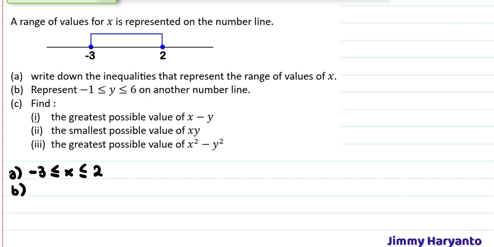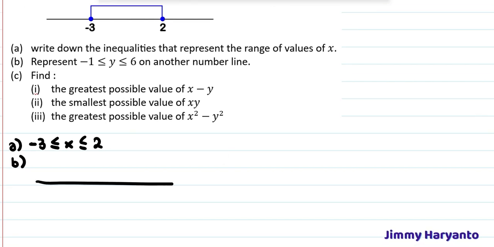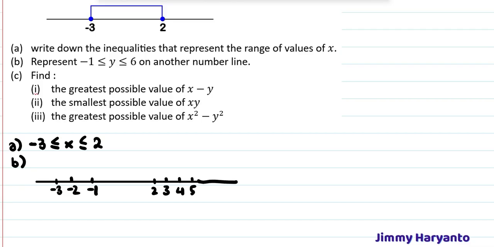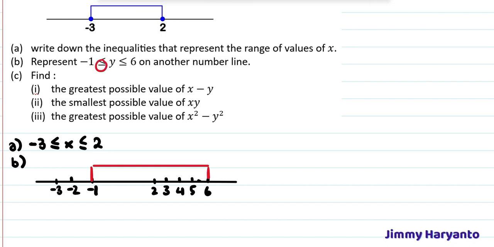And then for B, represent it in another number line. Okay, I have to draw the number line, and I have -3 right here, -2, -1, and then 2, 3, 4, 5, and 6 right there. It says y is in between -1 and 6. That means our drawing will be like this. It has an equal sign, that means the dot is colored. This is how you do it.